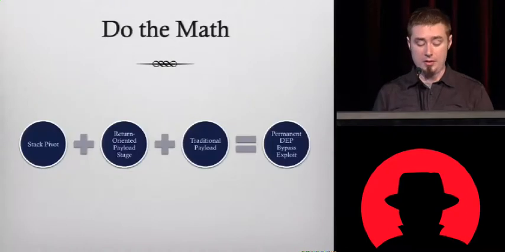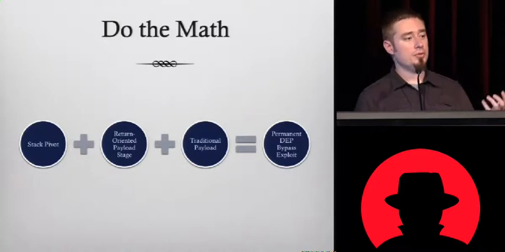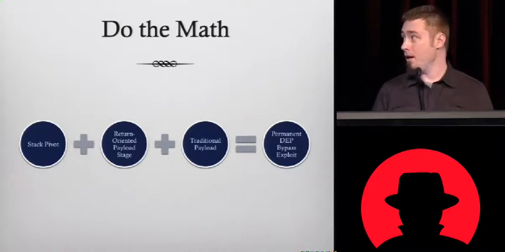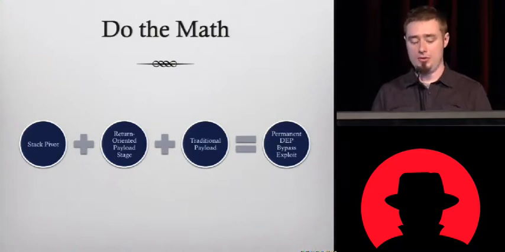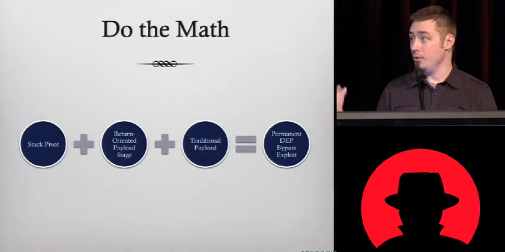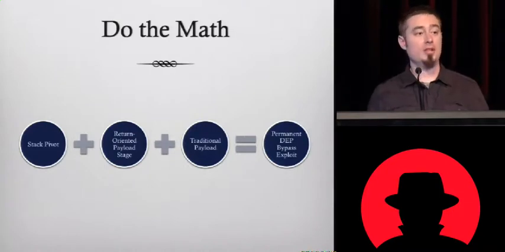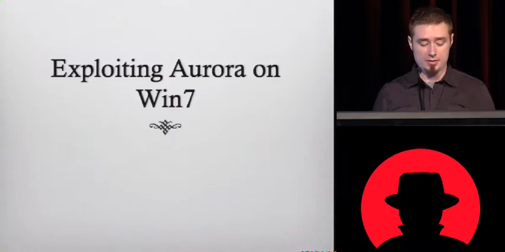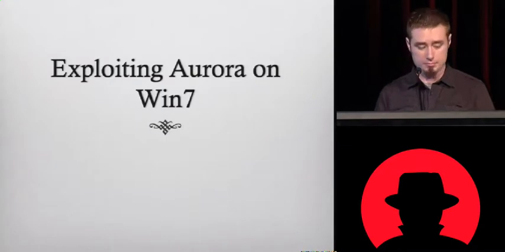So now, if you look at the pieces that I've talked about, we have the stack pivot to use control of EIP to get control of ESP. That's the stack pivot. You have a return-oriented payload stage that'll bring you to executing a traditional payload. And you have a Windows payload. You just grab that from Metasploit. You now can bypass permanent DEP with an arbitrary exploit. So that's pretty cool. So let's see how to actually do this in practice.